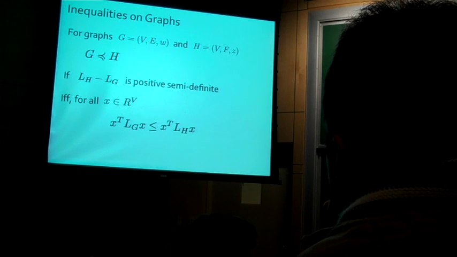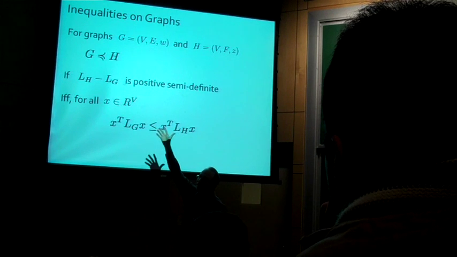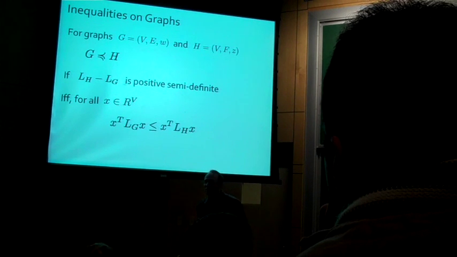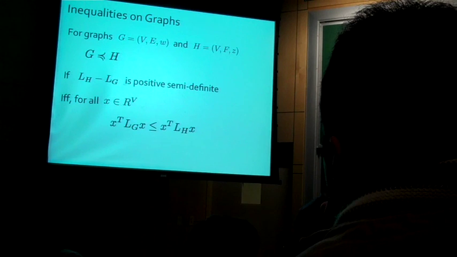It's really overloading the notation. You should probably define it for the Laplacian matrices themselves, and then I'll do the same thing for the graphs to make my life easy. This is what I mean for one graph to be less than or equal to another.